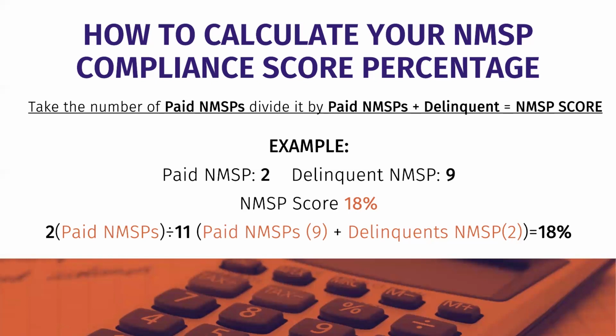So again, it's the paid plus delinquent, which is 11. And you're going to divide that by the paid NMSPs, which is 2. So 2 divided by 11 gives you 18%. And that's how our system calculates the NMSP score.